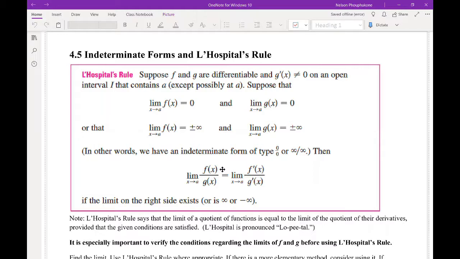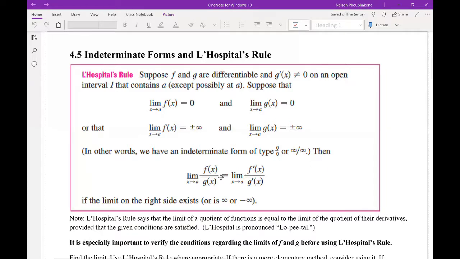Suppose f and g are differentiable and g prime of x is not equal to 0 on an open interval I that contains a. Suppose that the limit as x approaches a of f of x equals 0 and the limit as x approaches a of g of x equals 0, or the limit of f of x is positive or negative infinity, and the limit of g of x is positive or negative infinity. In other words, we have an indeterminate form of the type 0 over 0 or infinity over infinity. It doesn't matter if it's positive or negative infinity over positive or negative infinity.